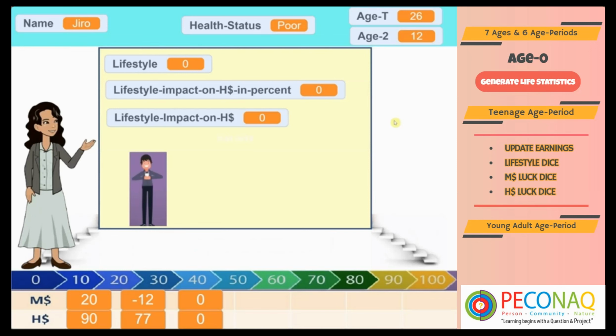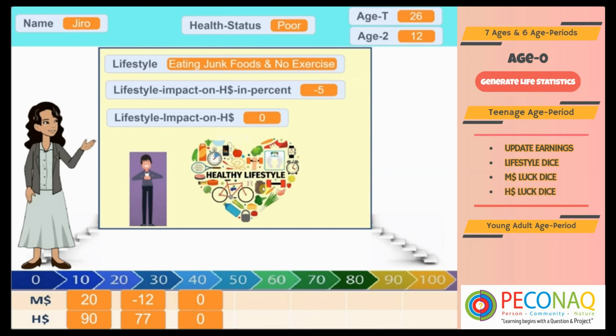Remember that your chosen lifestyle in each age period of your life will have an impact on your health, and thus your life. Please click on the lifestyle icon to get your randomly generated lifestyle for this age period. I can see that my chosen lifestyle for this period is eating junk foods and no exercise. It has an impact of 5% on my health account. Thus, my health account has been updated by 4 points, and the health status updated accordingly.